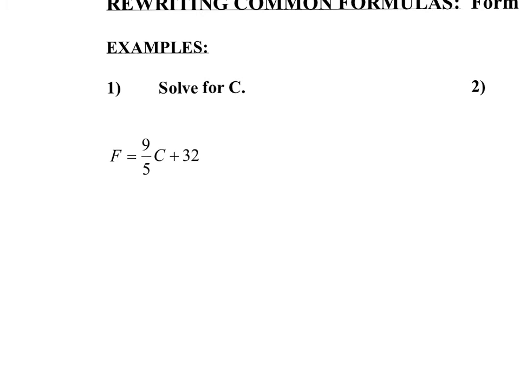It's Fahrenheit to Celsius. So if we want to solve for C, get rid of everything that's not attached to C. So we're going to get rid of this plus 32. So we have F minus 32 equals 9/5 C. Right? And then to get rid of this 9/5, this 9 divided by 5, you can do it two ways. The fastest way is going to be multiply by the reciprocal.